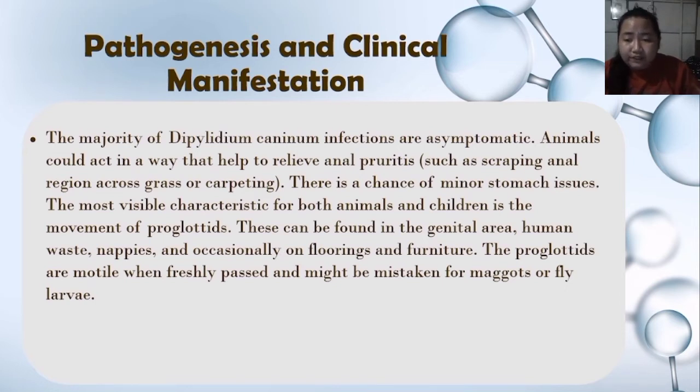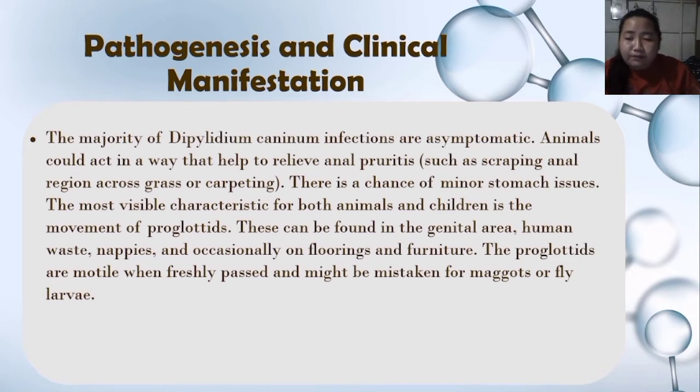The majority of Dipylidium caninum infections are asymptomatic. Animals could act in a way that helps to relieve anal pruritus, such as scraping the anal region across grass or carpeting. There is a chance of minor stomach issues. The most visible characteristic for both animals and children is the movement of proglottids. These can be found in the genital area, human wastes, nappies, and occasionally on floorings and furnitures. The proglottids are motile when freshly passed and might be mistaken for maggots or larvae.